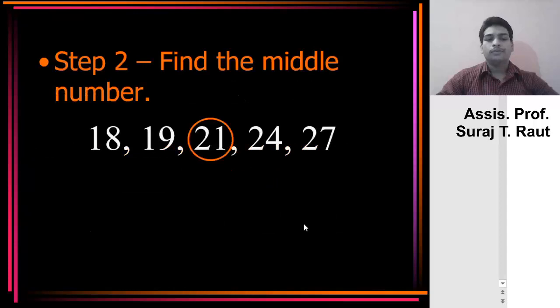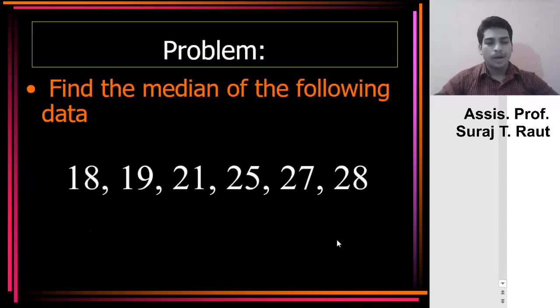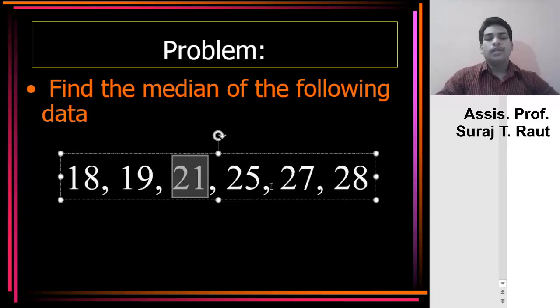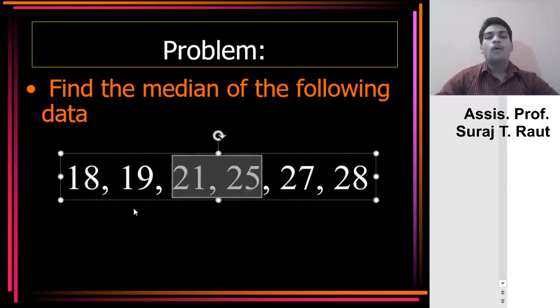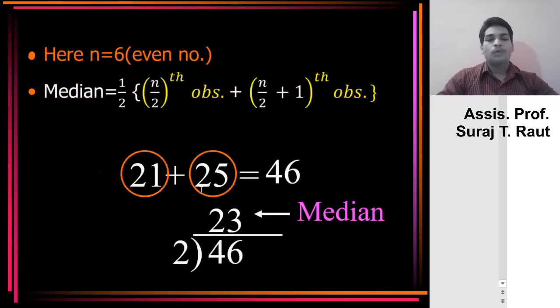See here. 6 observations are given. So 6 upon 2 means the 3rd observation. Here the 3rd observation is 21. Then 3 plus 1 means 4. The 4th observation is 25. Here we have to calculate the arithmetic mean of the middle 2 observations. This is equal to (21 plus 25) upon 2. 21 plus 25 is equal to 46, and if we divide 46 by 2, we get 23. This is our value of median. Hence, here the median is 23.